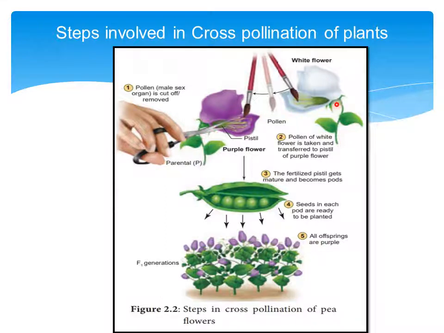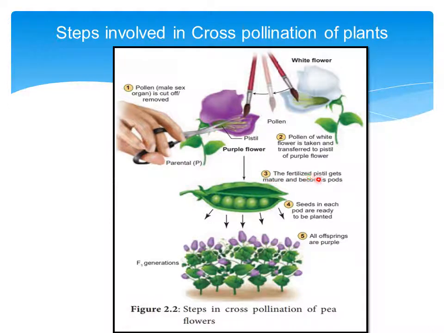Now Mendel removed all the stamens of this white flower plant, so that there should not be any self-pollination. Only the cross-pollination should happen. So what is he doing? He is cutting off the anthers, which are removed, and the pollen of the purple flower is taken and transferred to the pistil of the white flower.